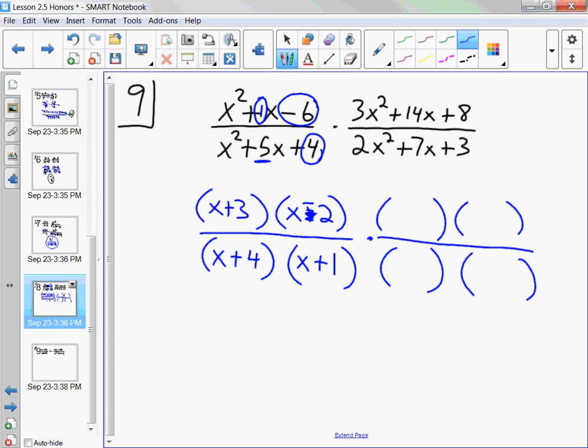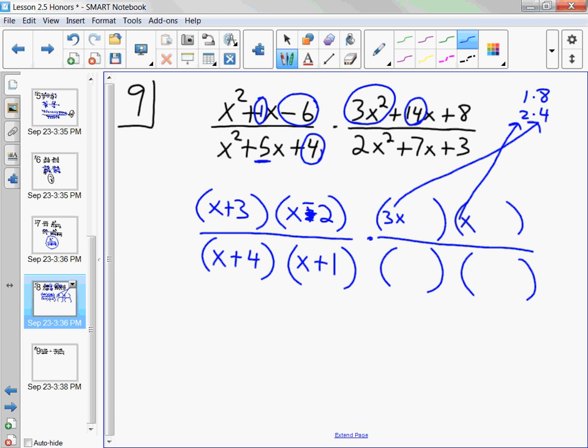Okay, over here, I know the only way I'm going to get this 3x squared is if I times a 3x times an x, so I can put those in there. I also know to get 8, I can go 1 times 8 or 2 times 4. Well, if I'm looking at this right here, I can see if I times this 3 by the 4, that's going to give me 12. If I times this 1 by the 2, that's going to give me 2. And if I add 12 and 2 together, I get the middle term 14.